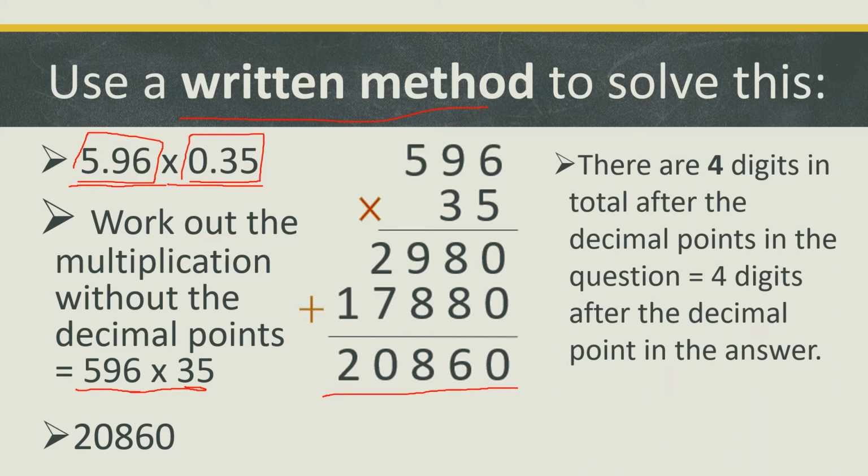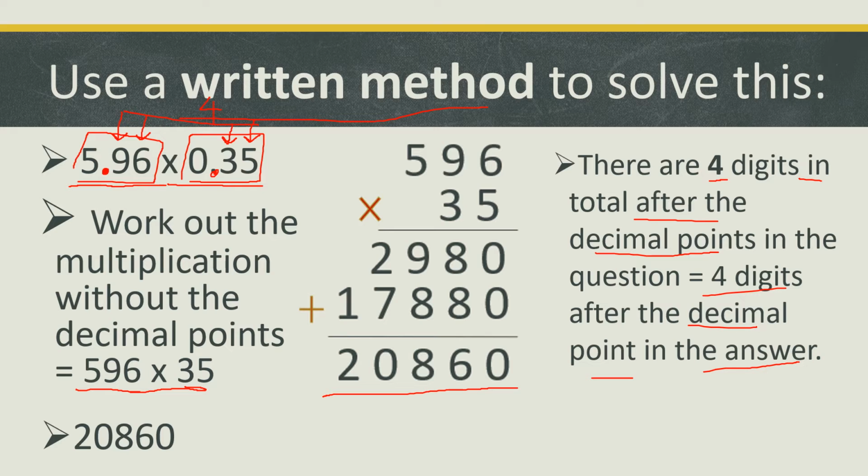So now it's time for us to put the decimal points back. So there were 4 digits in total after the decimal point. So after the decimal point of 5.96, there were 2 digits, which were 9 and 6. And then for 0.35, there were also 2 digits after the decimal point. So in total, we've got 4 digits after the decimal point. So there must be 4 digits after the decimal point in the answer.